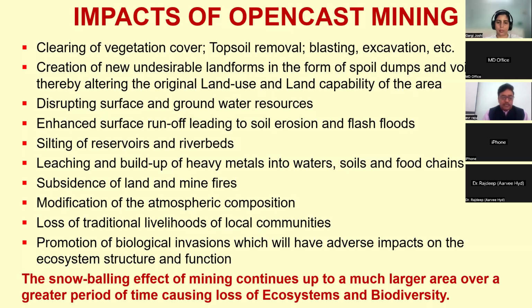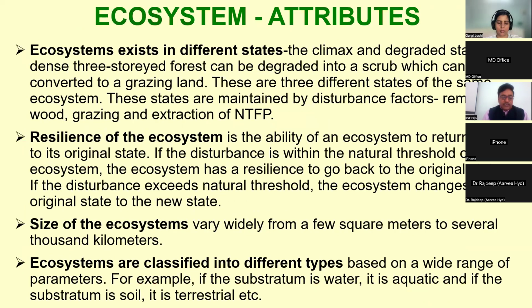Then, next slide please, how to rejuvenate the dead ecosystems. Ecosystem attributes. I'm just telling about the ecosystem attributes. The ecosystem exists in different states, either in the climax or in the degraded states. For example, if there's a dense three-story forest, it can be degraded into a scrub by removing the mature trees, which would be converted into a grazing land.